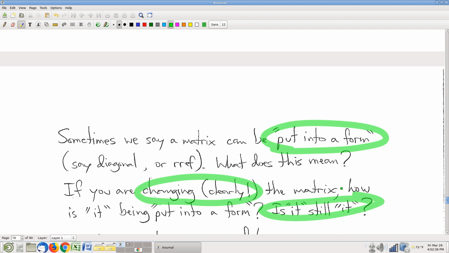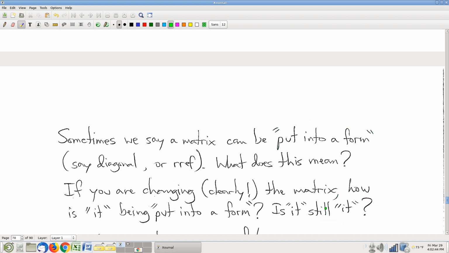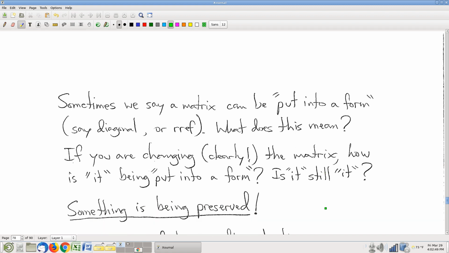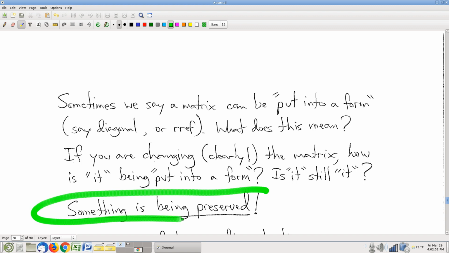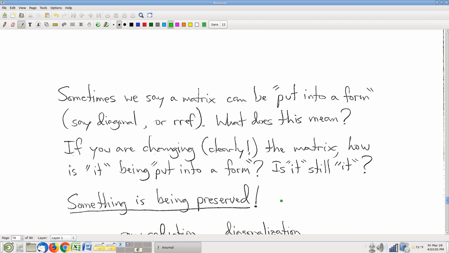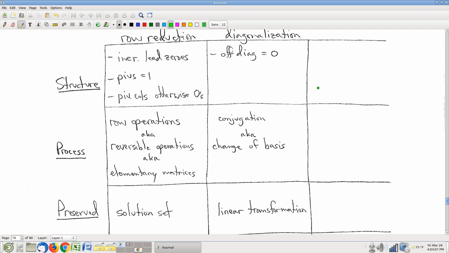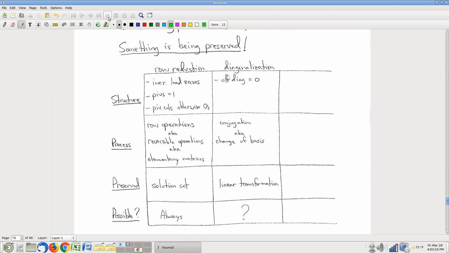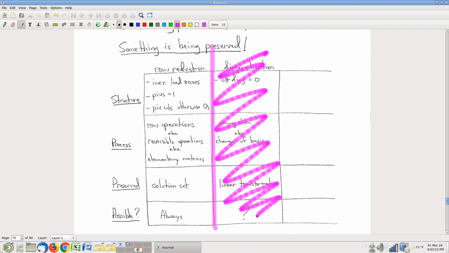So ultimately, it's kind of sloppy language, but this is how everybody talks, and it's fine. But I do want to give away the big point here, and what we are talking about is that something underlying the matrix, in both cases, is being preserved. Ultimately, really, that's the thing that we should think of as putting into a form. So let me go down to my little table down here and walk us through the conversation here. So let's momentarily not think about this yet. Let's just think about row reductions.